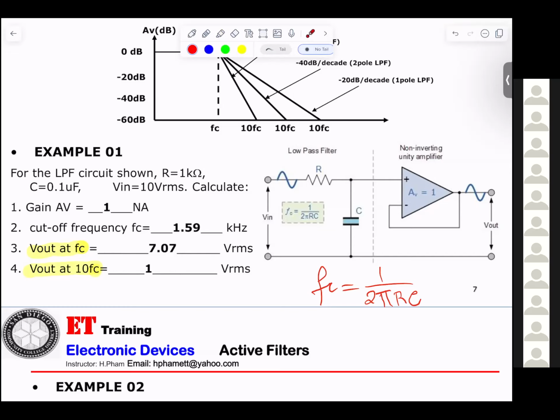Yeah, you take 2 times 3.142 times R, 1,000, which is 1 times 10 power 3, times C, 0.1 times 10 power minus 6. Then you just revert it. Take the reciprocal once you get the answer.